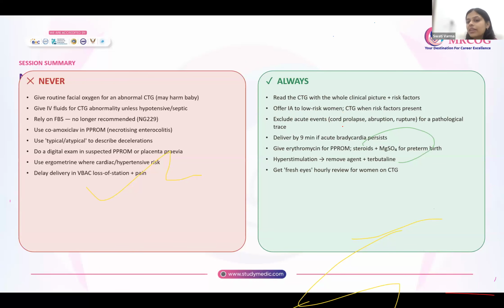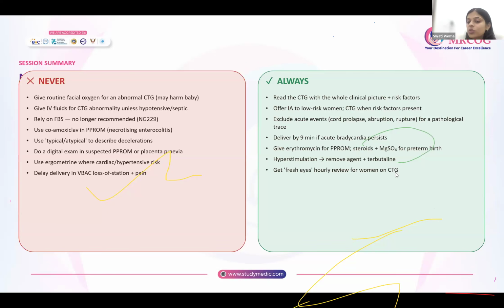Exclude acute events like cord prolapse, abruption, or rupture for any pathological trace. Deliver by 9 minutes if acute bradycardia persists. Give erythromycin for PPROM. Steroids plus magnesium sulfate for preterm birth. We already know the gestational age when you have to immediately treat, that is less than 30 weeks.